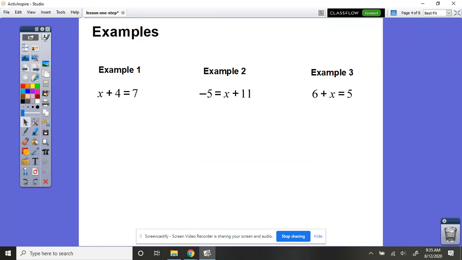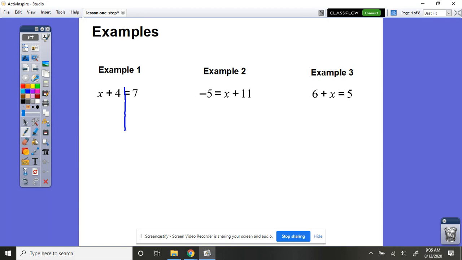Let's start with example 1. Example 1 states that x plus 4 equals 7. We want to find the value of x. So the first thing that I'm going to do when solving an equation is draw a balance line down the equal sign. This allows me to separate my problem into a left side and a right side.